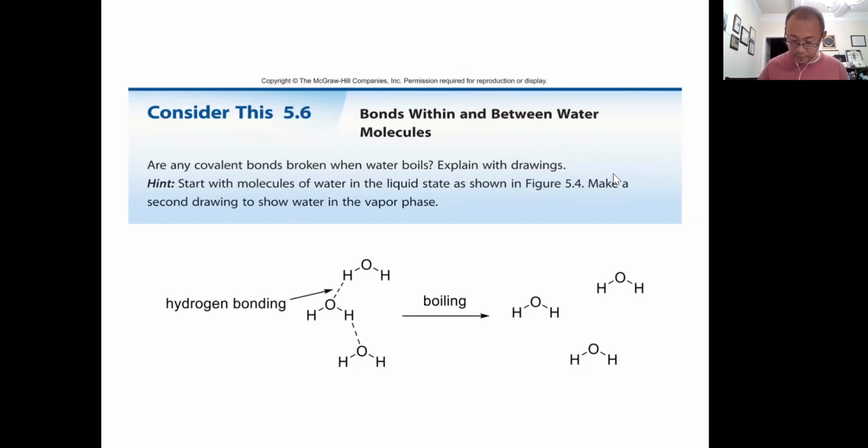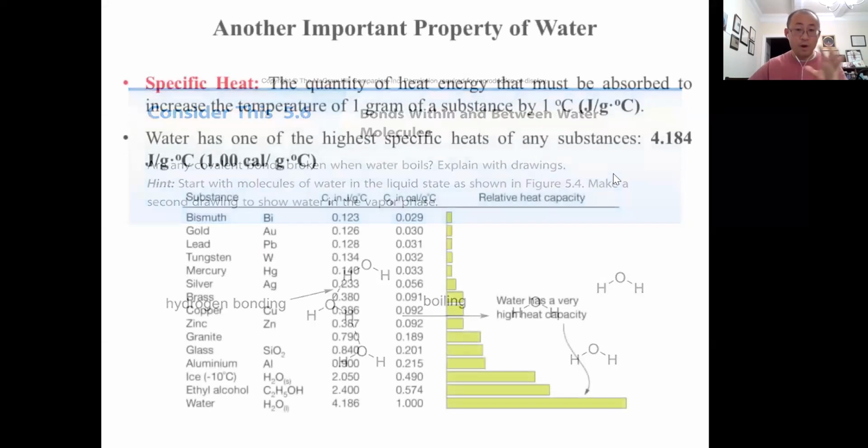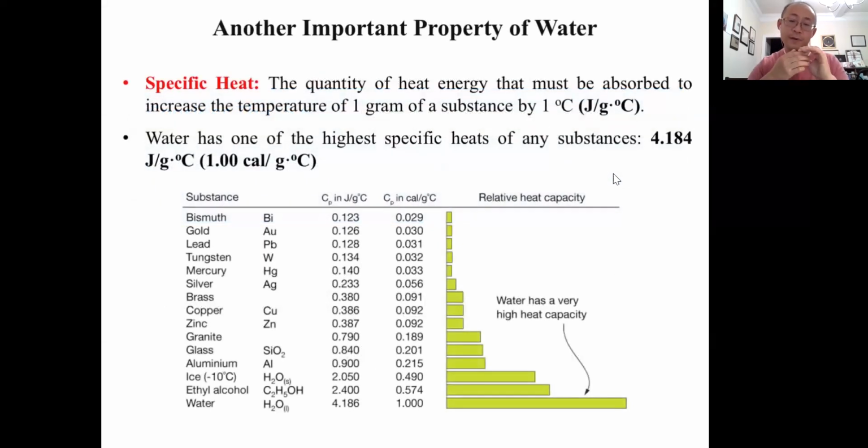Now, before we move on to part 2, we have one extra peculiar property, which is not explained by hydrogen bonding, but is also important: the specific heat of water. What is specific heat? Specific heat basically means how much energy you need to increase 1 gram of a substance by 1 degree Celsius. So you heat 1 gram of substance. If you want to increase its temperature by 1 degree Celsius, how much heat do you need?